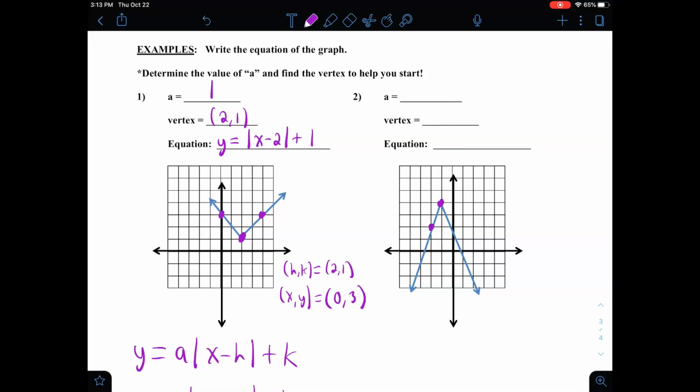Try number 2 on your own, and the points you're going to use are this one, and then these are both points right here. It's kind of a sloppy graph. It got kind of shifted when it got transferred over, so those are the points you're going to use. So go ahead and give this one a try, see how you do.